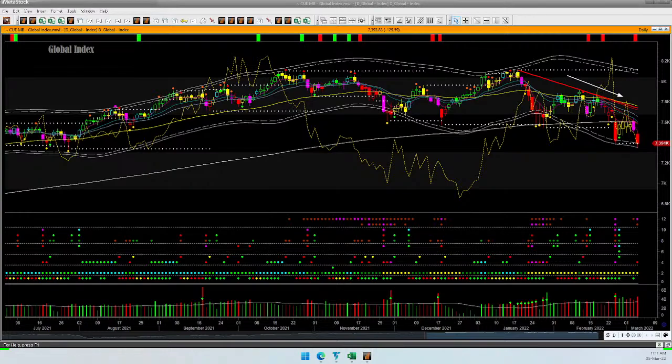The overall global market index is also in a downtrend: it has trend line resistance, no trend line support, lower high, lower low, in a clear downtrend. Price is too close to the lower boundary, so I will not short now.